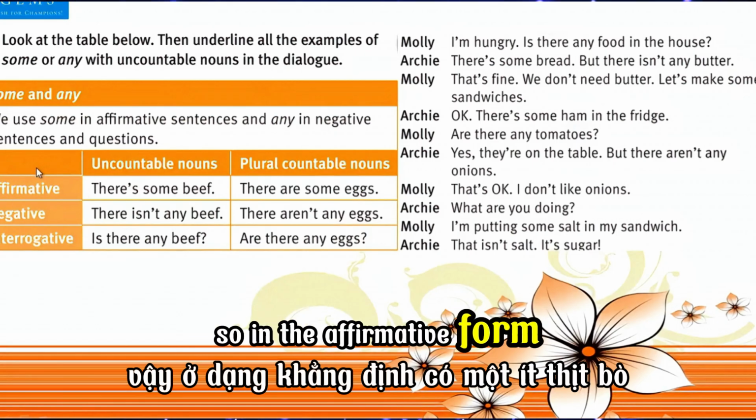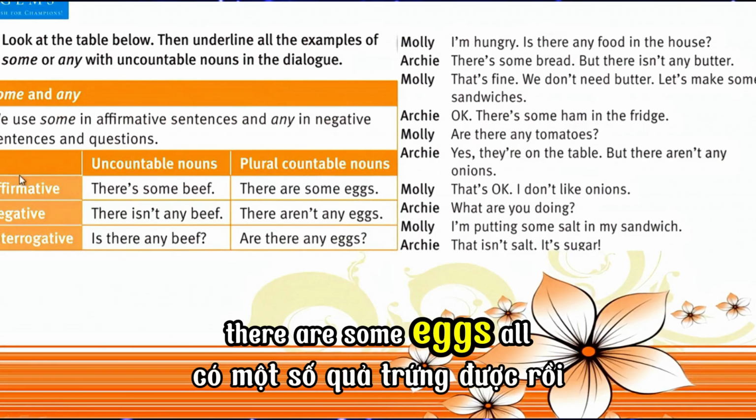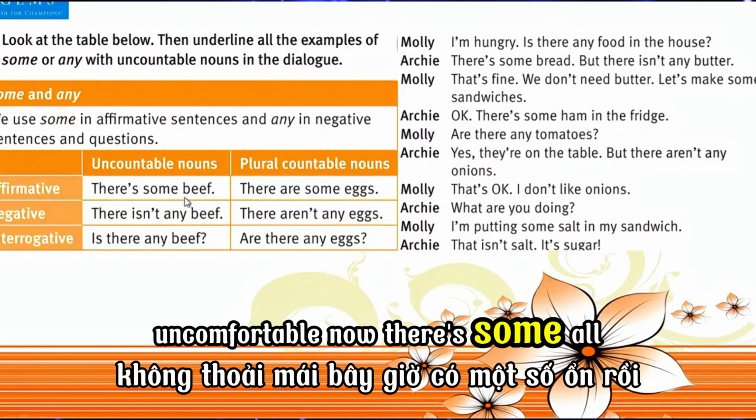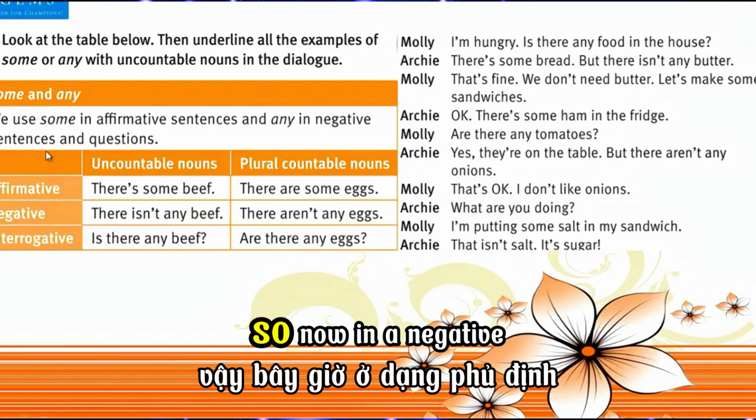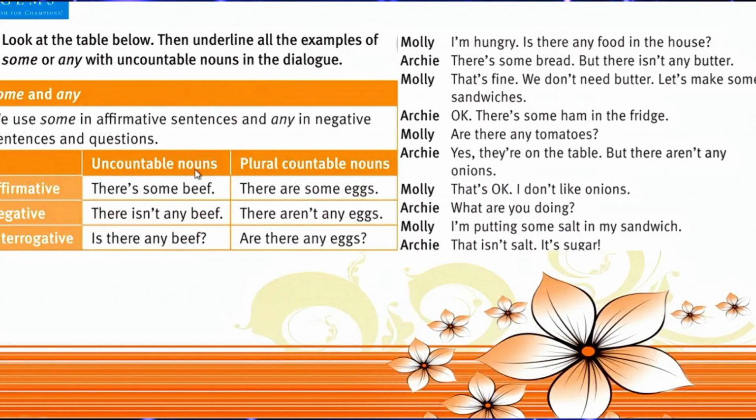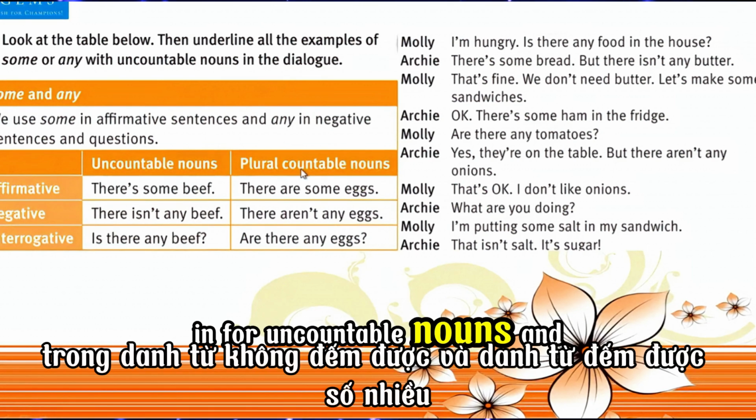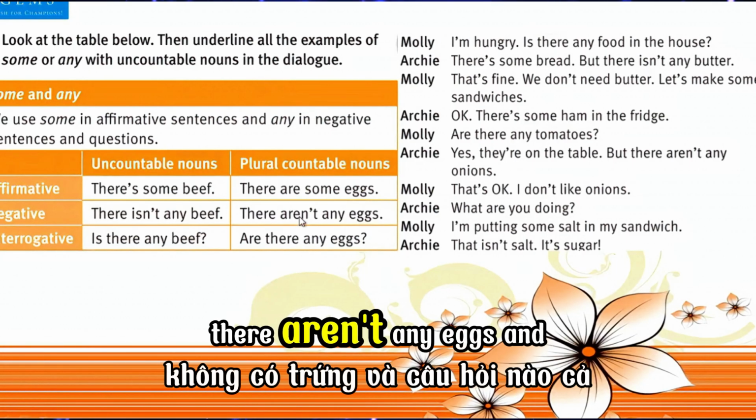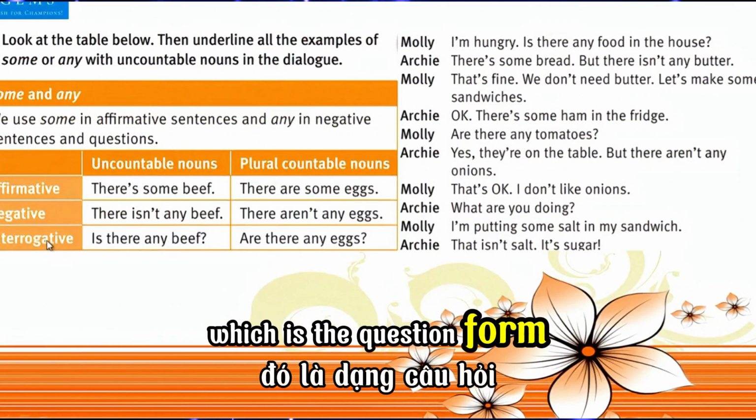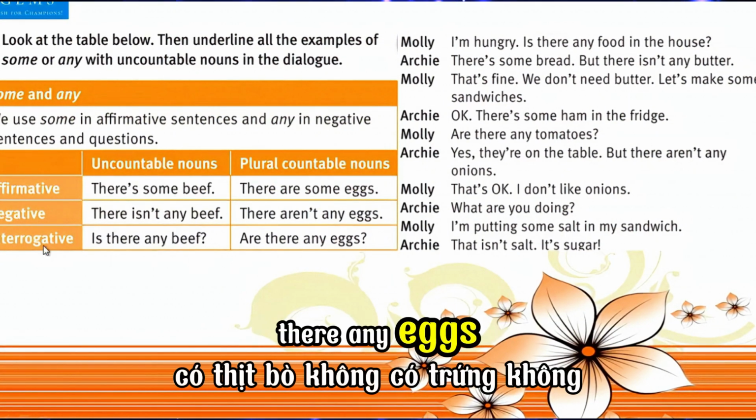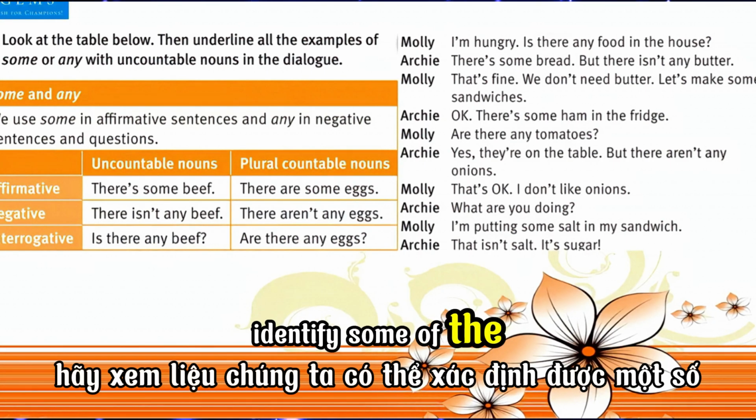So in the affirmative form, there's some beef, there are some eggs. Alright, uncountable nouns. There's some. Alright, negative form, there isn't any beef. So now in a negative form, we use any, okay? For uncountable nouns and plural countable nouns, there aren't any eggs. And interrogative, which is the question form, is there any beef? Are there any eggs?